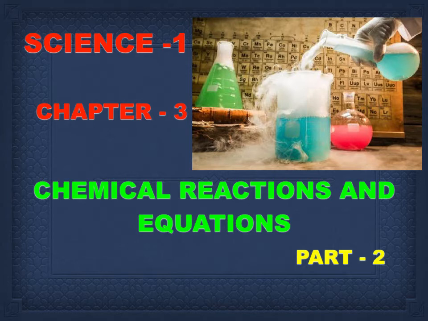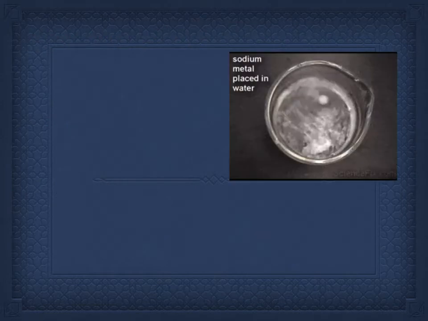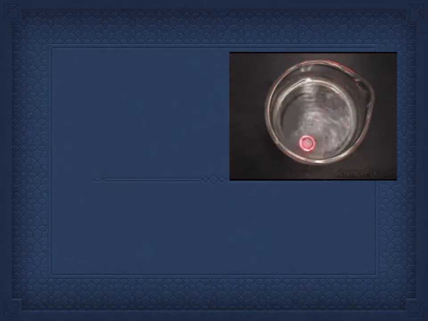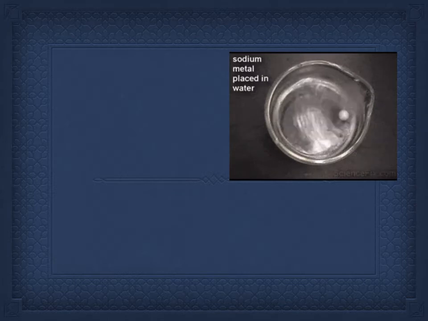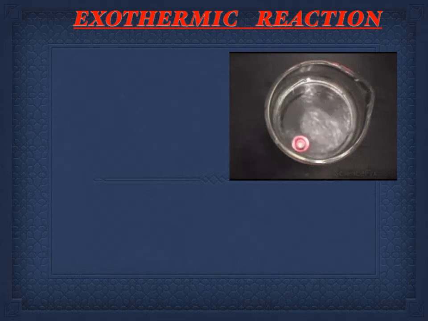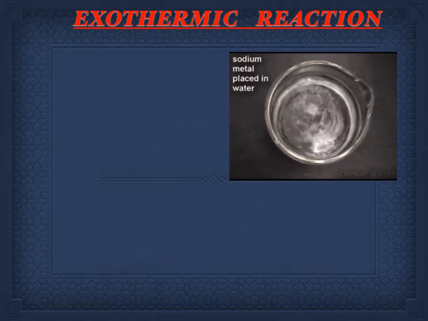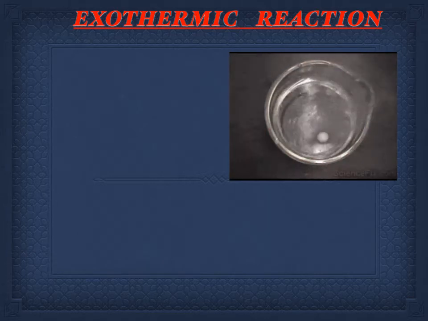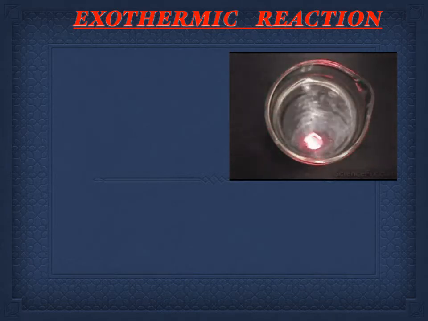In some reactions, for example, formation of ice from water or dissolution of sodium hydroxide in water or sodium metal placed in water, in such process of reaction, heat is given out in the surrounding. Such reactions are called exothermic reactions. For example, in the process of dilution of concentrated sulfuric acid with water, a very large amount of heat is liberated.